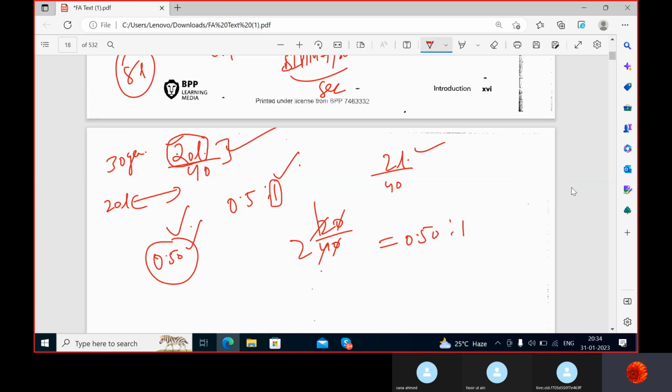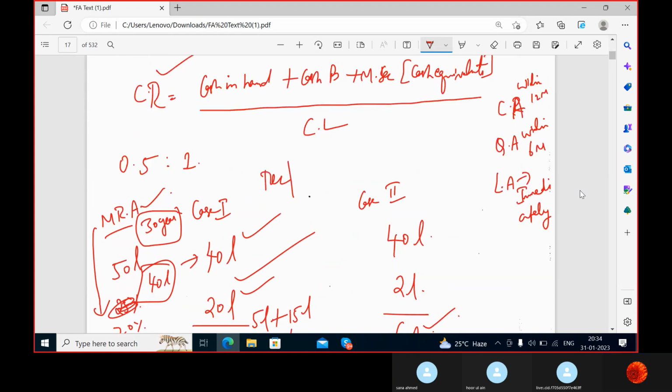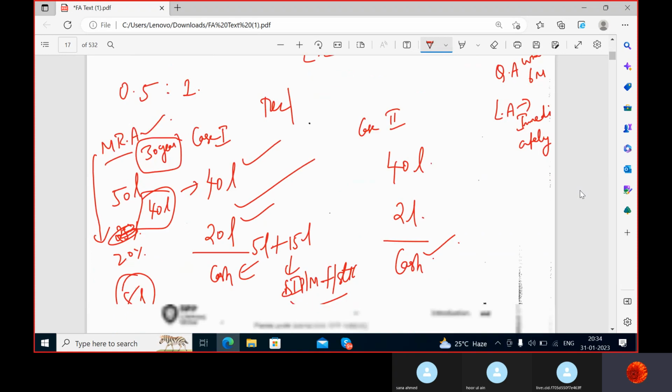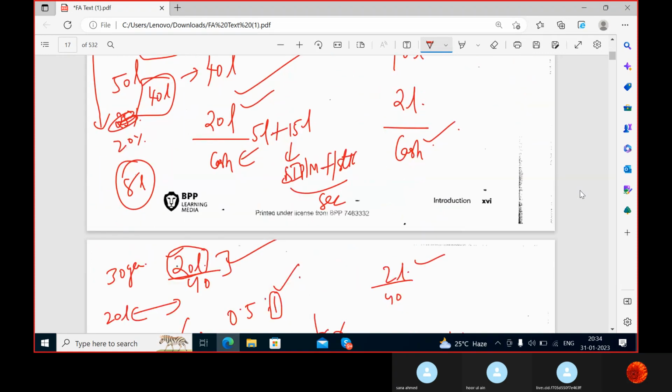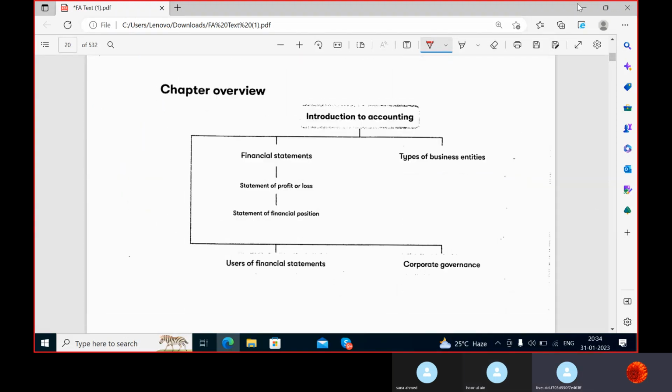That's the reason why they say a 0.50:1 cash ratio is very ideal for a business. Now, did you understand this concept? Anyone has any doubts? No. Understood, sir. Okay, Hoor and Fatima and Hamsika, everyone clear? Okay, so we'll go into the questions now.